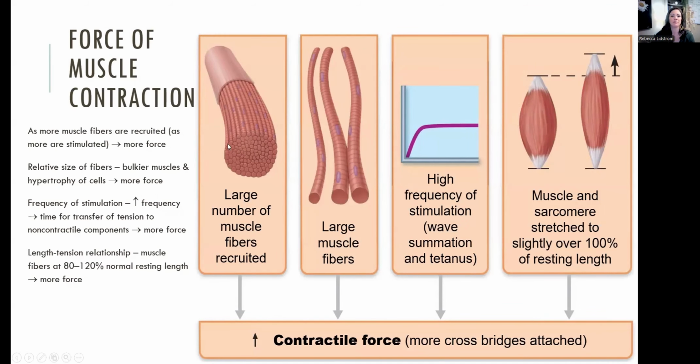Force of contraction: large number of muscle fibers created. The bigger those muscle fibers actually are, the more close together the summation of the events and tetany happening is going to increase. And then the sarcomere stretched to slightly over 100% of resting length, so the length of it, right? So all of these things are going to contribute to more cross bridges and more contractile force.